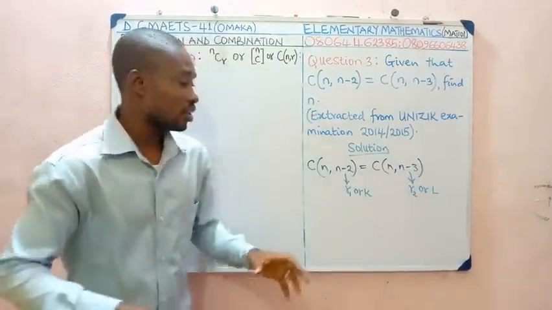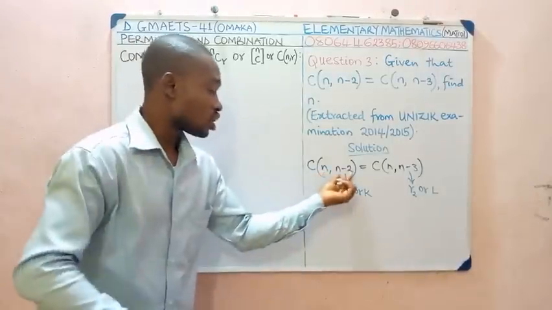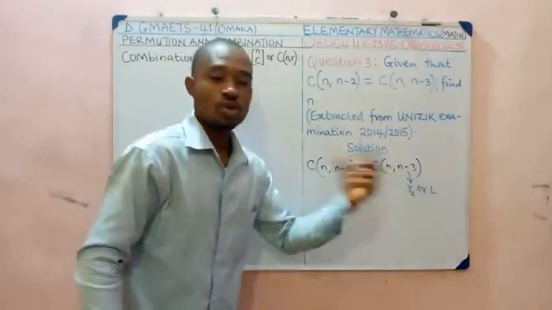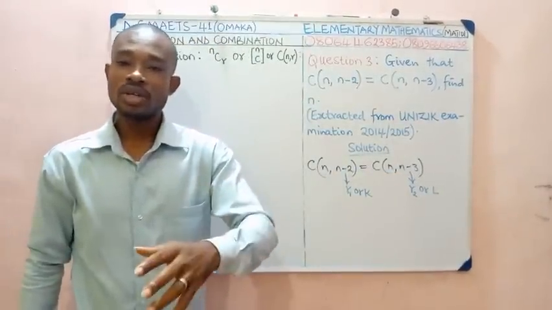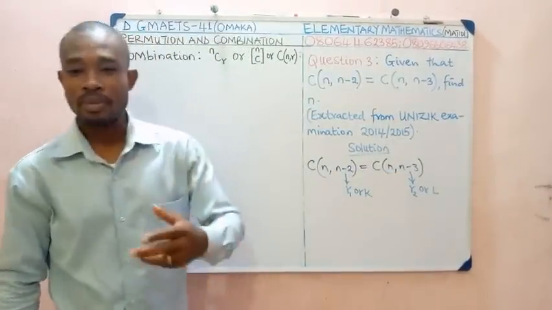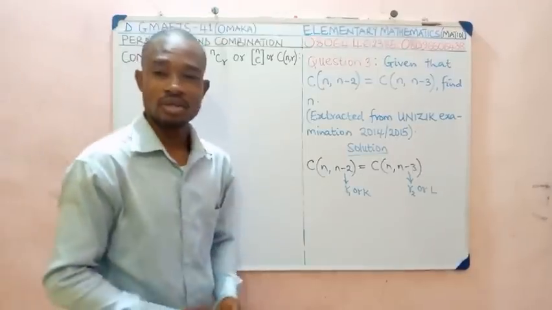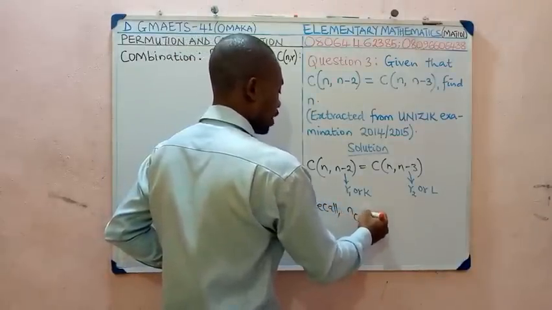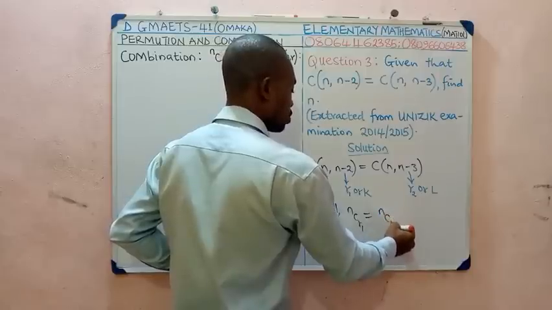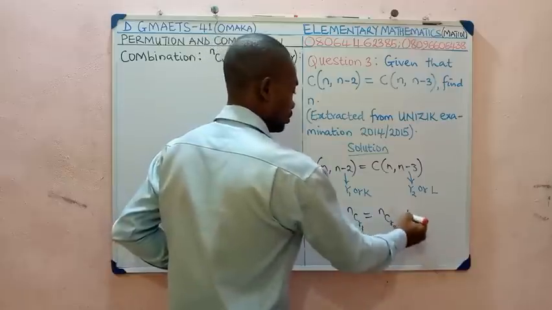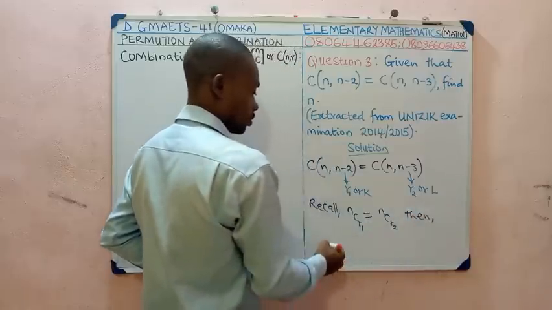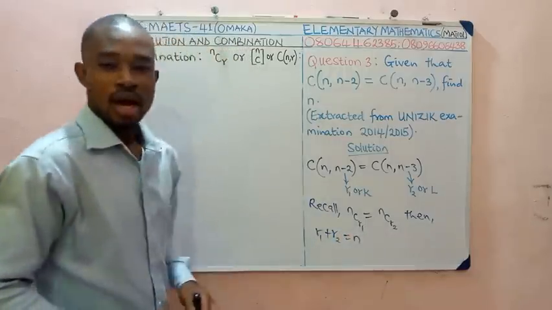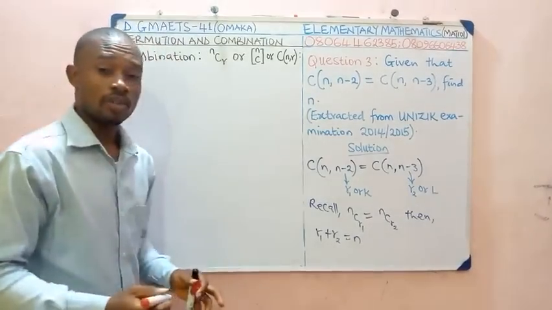Now you take note of something here. This is n, combination this term. This is n, combination this term. Both combinatorial terms are equal. So you apply the principle of complementary combination, just like we did in question number 2. You're going to recall that if n combination R1 is equal to n combination R2, then R1 plus R2 will give us the value of n. Are you following, right? That's the condition for complementary combination.